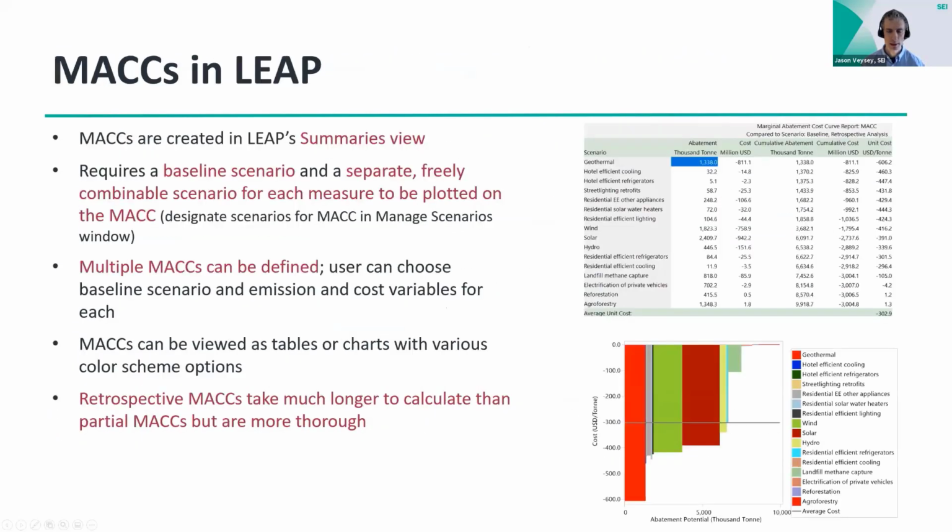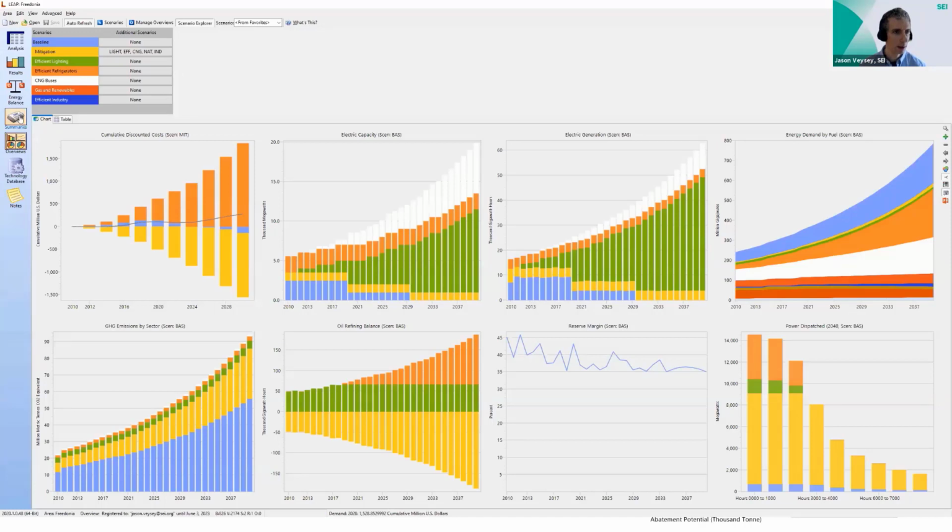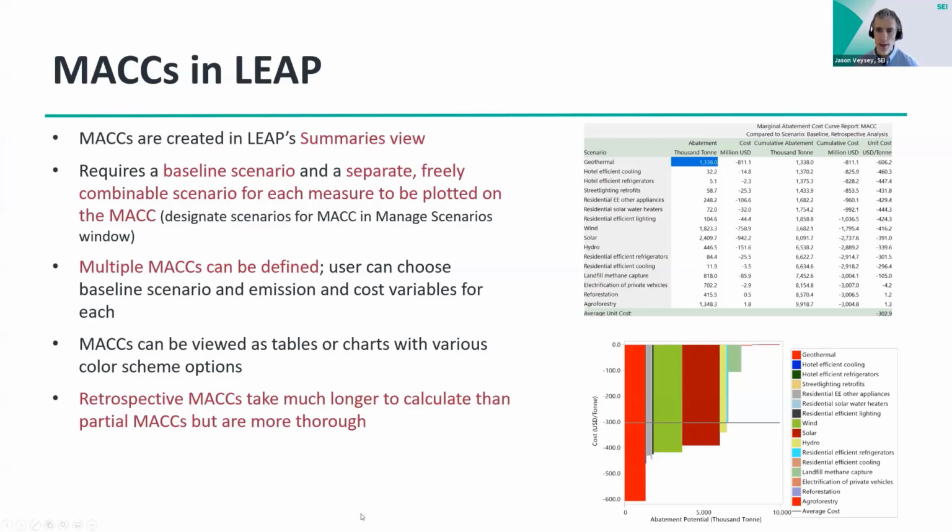I'm going to bypass this slide and just focus on this. They're supported with a capability to generate MACs in LEAP's summaries view. This is another view that you've already looked at in the cost-benefit exercise. In the summaries view, you can add your own summaries, and you can add one for a MAC if you want to. In order to do that, you have to specify what the baseline scenario is that you're measuring against. And you have to have separate, freely combinable scenarios for each measure that you want to plot on the MAC. And again, when I say freely combinable, I mean that you should be able to add them in without any conflicts between them.